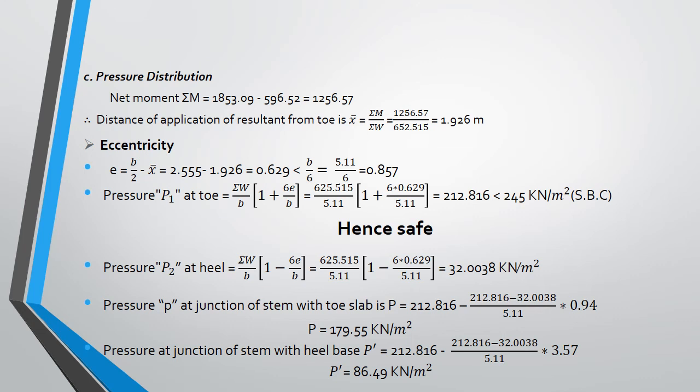Pressure distribution. The net moment sigma M is calculated as 1256.57, and the distance of application is 1.926 meters from the toe slab. Eccentricity is obtained as 0.69, which is less than B by 6, and hence there is no tension failure at the heel. Now the pressure at the toe is calculated and the value is obtained as 212.81.